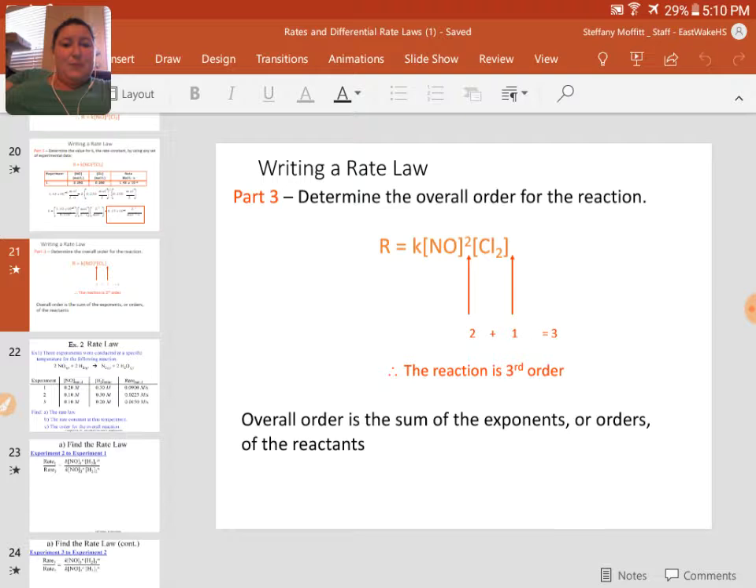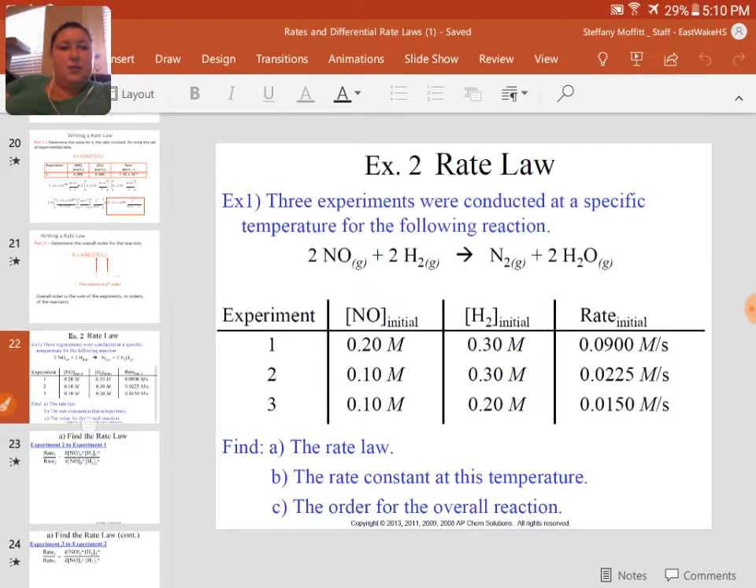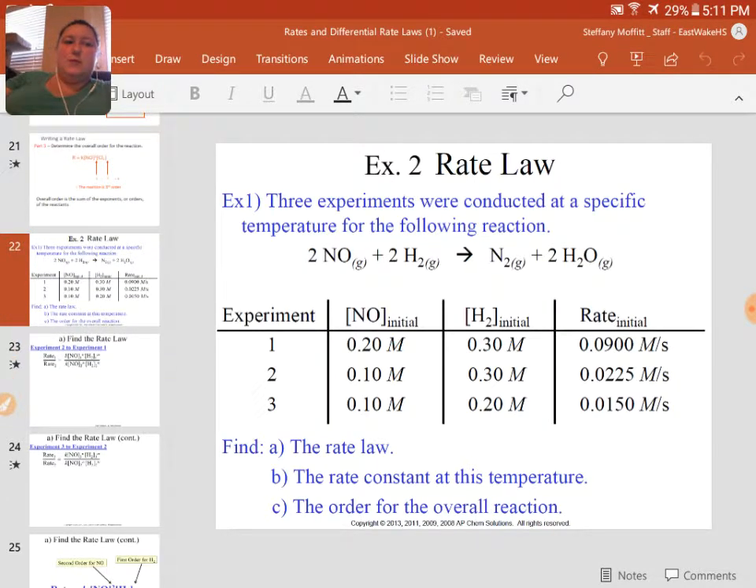Example number 2. 3 experiments were conducted at a specific temperature for the following reaction. We get these 3 experiments. Find A, the rate law, B, the rate constant at this temperature, and C, the overall order. So, first thing we do is we figure out what our exponents are.